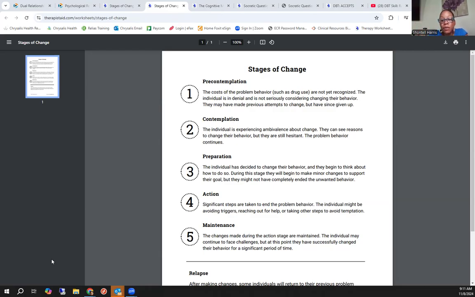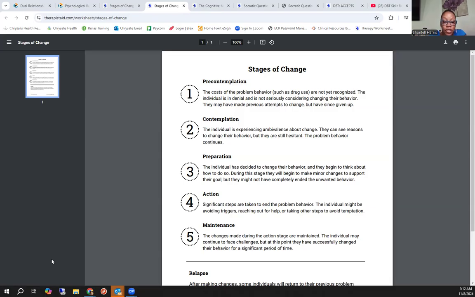Maybe in the past you made previous attempts to change, but since then you may be giving up. So that's pre-contemplation. You really don't see the need for change. I'm kind of thinking about it. I tried it before, it didn't work. I'm not really recognizing my behavior. Could be not drug, could be a behavior. I'm not recognizing that I've got anger problems and how my behavior affects things. That's pre-contemplation. That's the stage you all were in.